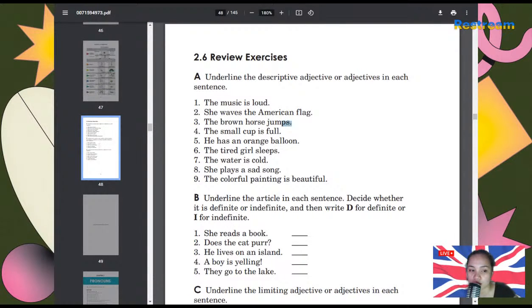Okay, number three, the brown horse jumps. Which one there first is the noun? The noun is horse. That is our noun, while the adjective here is brown. As you can see, I mentioned earlier that you can use the: if the next word is an adjective, then it is an adjective. That's okay, but it can also be used for nouns.